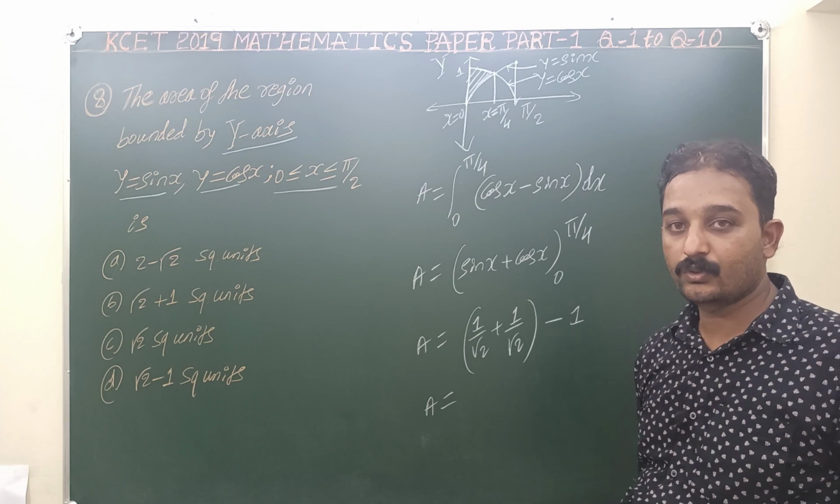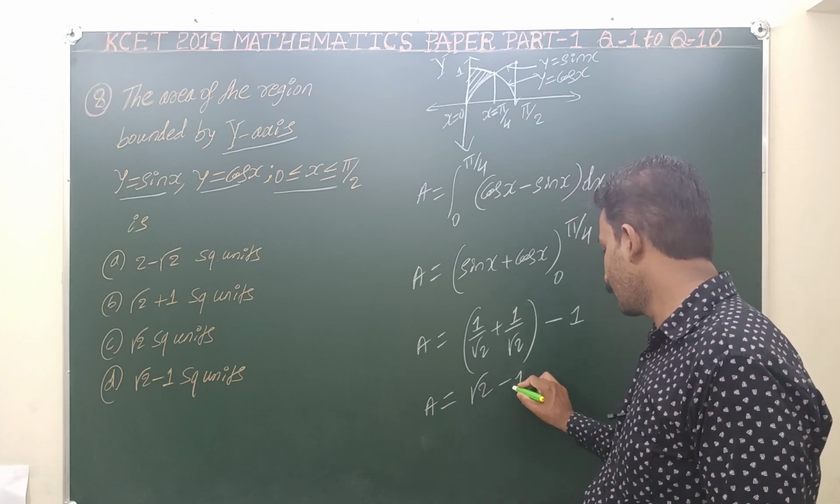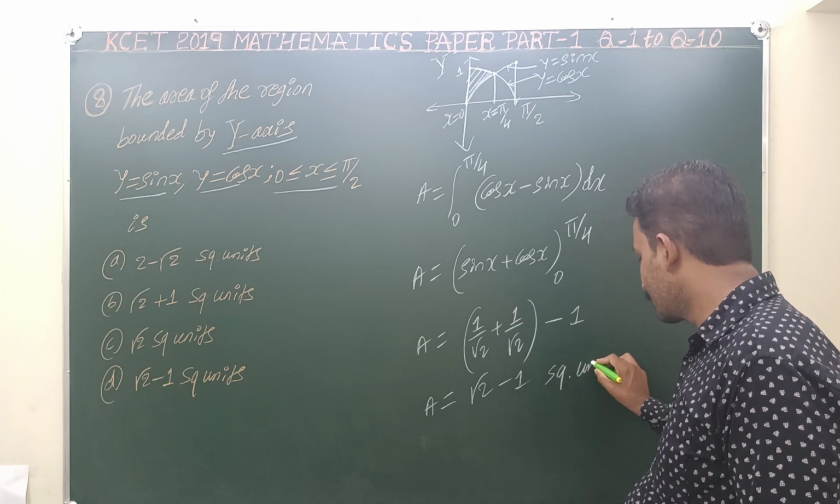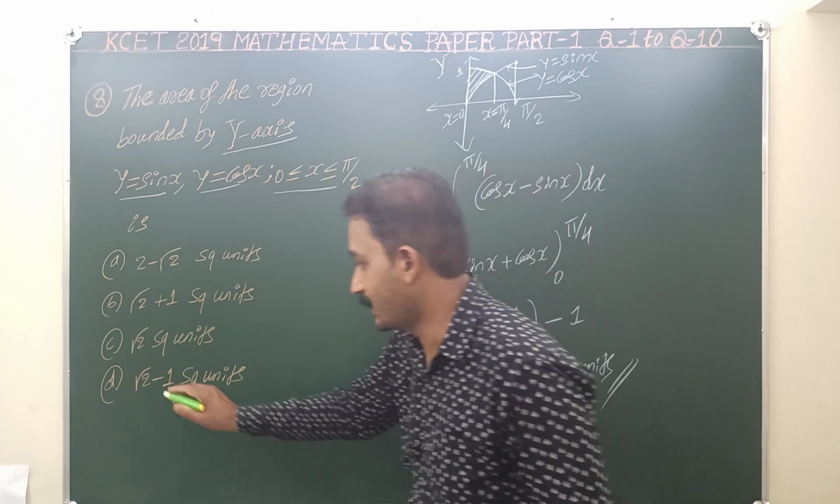2 can be written as root 2 into root 2. Root 2 cancels. It becomes root 2 minus 1 square units, which is the required answer. So root 2 minus 1, option D is correct.